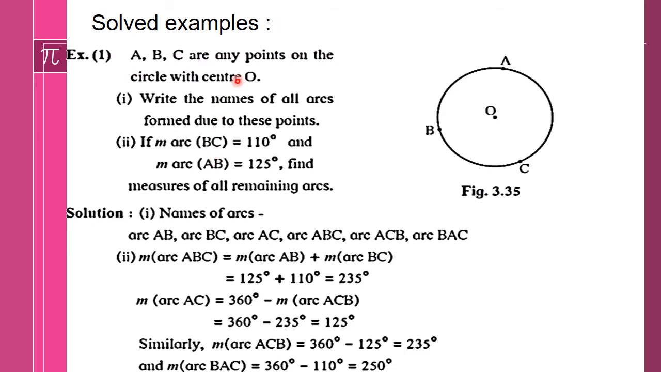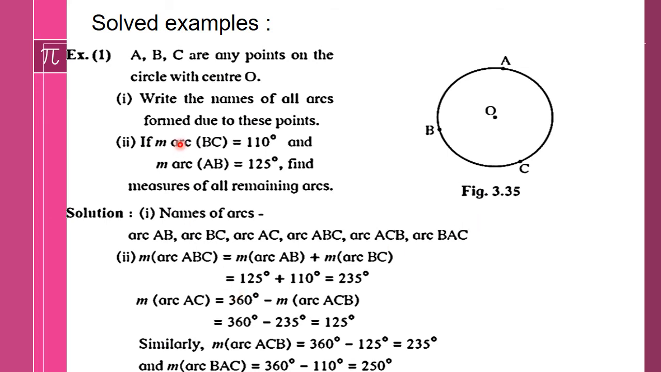Okay, now let's discuss some solved examples. So the first question is, A, B, C are any points on the circle with center O. So you have a circle with center O and A, B, C, three points, lie on the circle. Write the names of all arcs formed due to these points. Now this is simple, there are a lot of arcs formed. So arc AB, arc BC, arc AC, arc ABC, arc ACB, arc BAC. Okay, so just list the arcs which are formed.